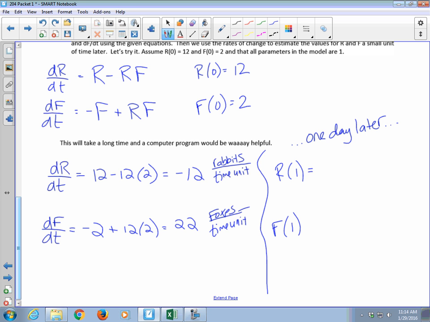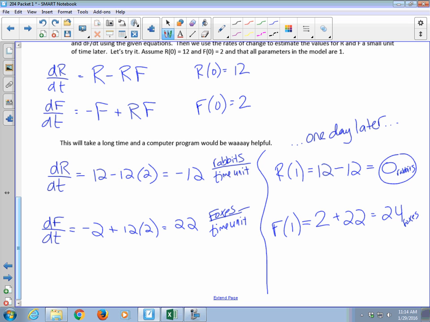So R of 0 was 12, right? I started with 12 rabbits. I decreased by 12 rabbits per day, so I take away 12. The rabbits have gone extinct. There are no more rabbits. Okay. And then my foxes, I started with 2 foxes. They grow by 22 foxes per day. So I add 22 to that population and I get 24 foxes. Rabbits, foxes.